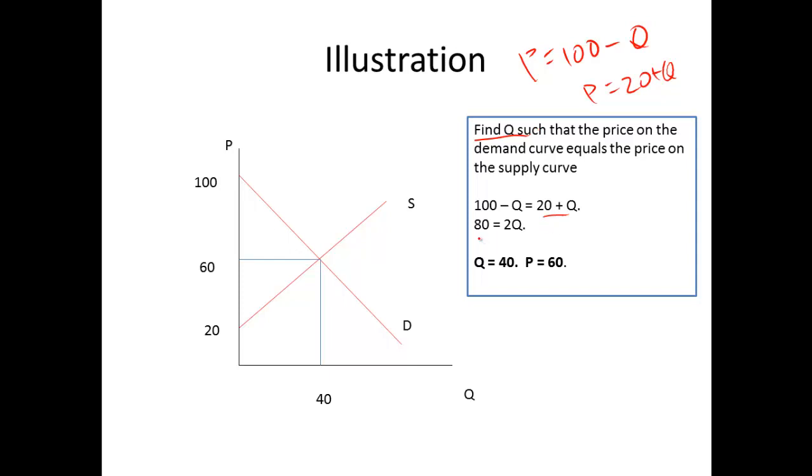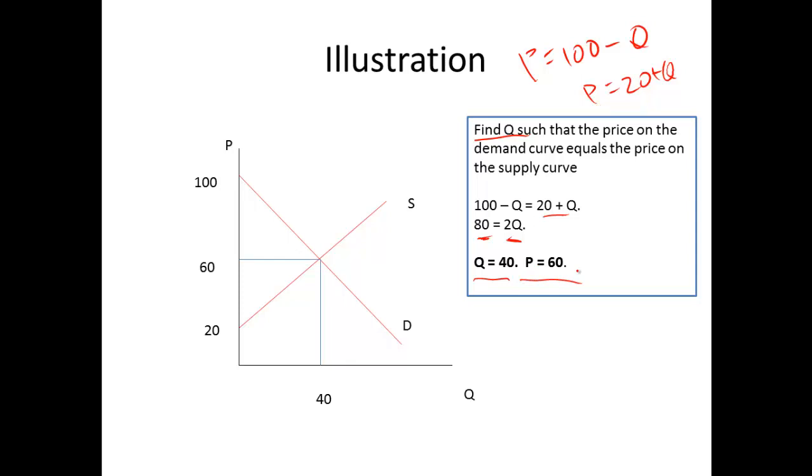So if we solve this through, 100 minus 20 is 80, add Q to both sides, we end up with 80 equals 2Q, or that Q equals 40. And then we can get the price either from the demand curve or the supply curve. So if we plug in 40 into the demand curve, we have 100 minus 40, which equals 60. It's actually a check on whether we got the right answer to do the same thing with the supply curve. So if we plug 40 into that supply curve, we have P equals 20 plus 40, and that's 60. So sure enough, that's a correct answer.